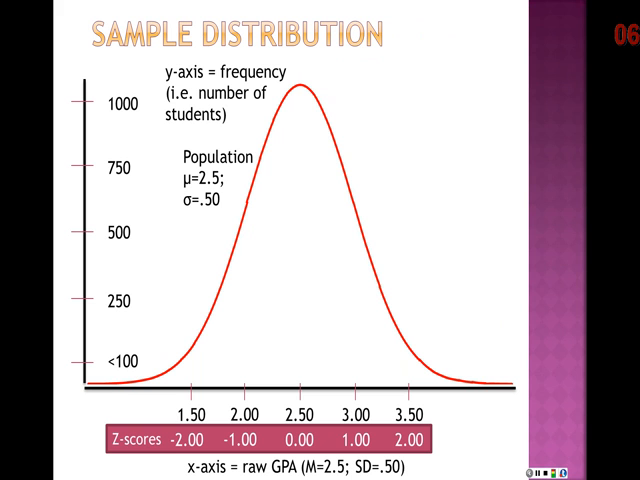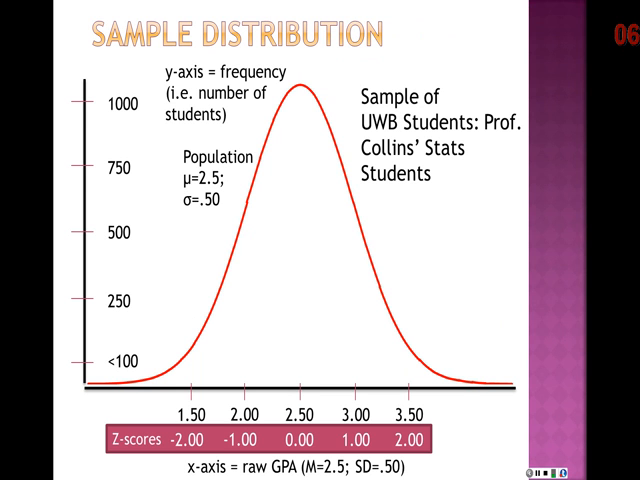Let's say we keep the same distribution, right? We have our population, and we know our population. But for some reason, I want to see if my class is different, so I want to look at the sample of my class. We have the sample of University of Washington Bothell students, and the sample is my statistics class. I'm trying to see if my students are similar to or different from the population. So what we have here is my sample, and this is the distribution for the sample of students.